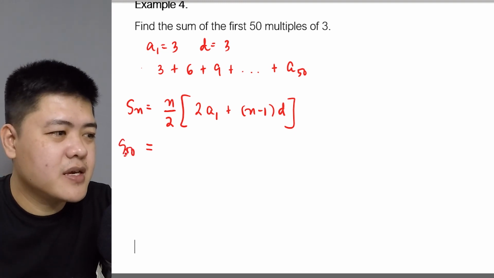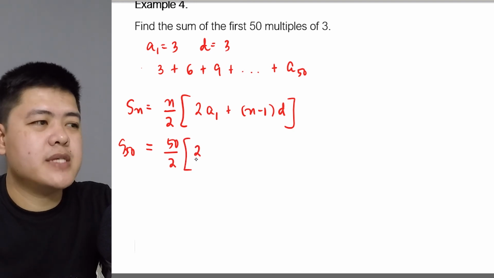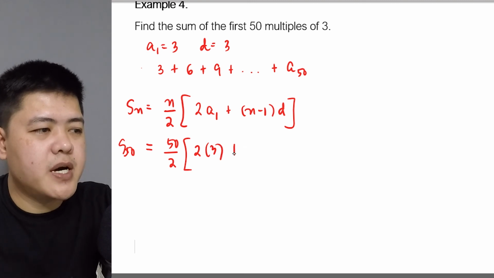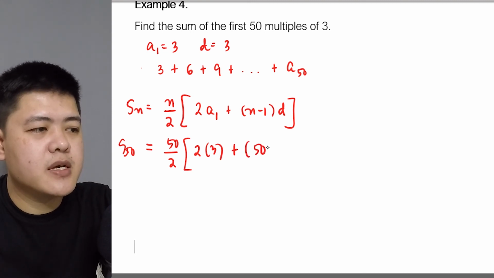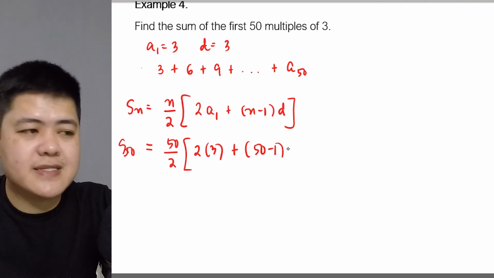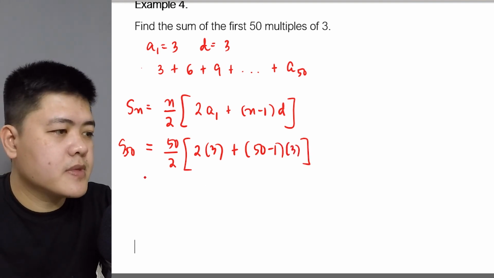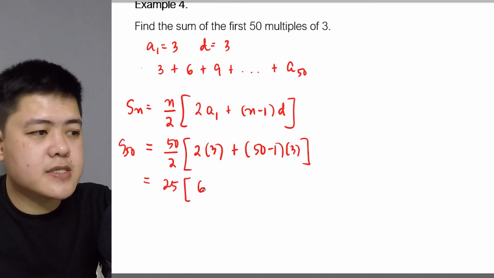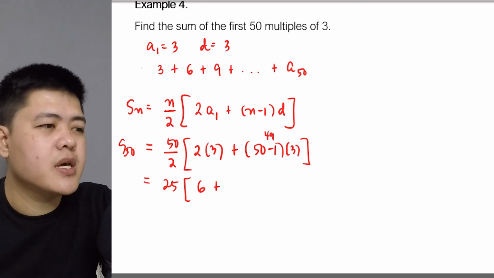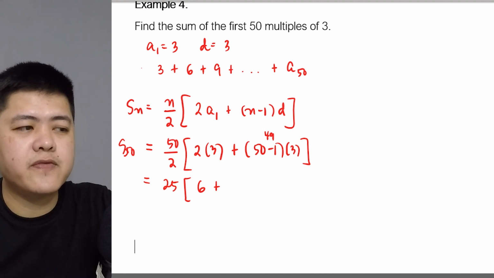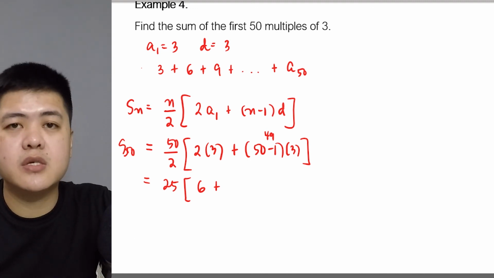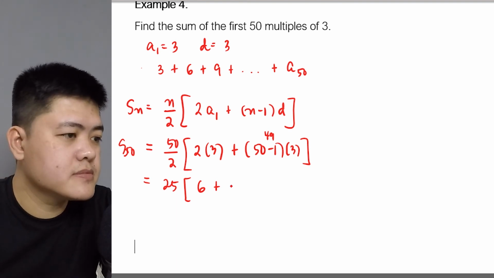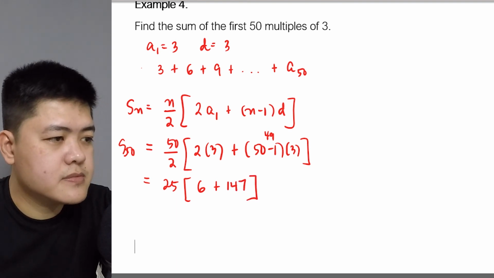So, that's S sub 50 equals 50 over 2 times twice of a sub 1. A sub 1 here is 3 plus, there are 50 terms minus 1. Common difference is 3 also. And 50 over 2, that's 25. 2 times 3, that is 6. Plus 49 times 3. So what's 49 times 3? 50 times 3 is 150 minus 3 is 147. 147, yeah.